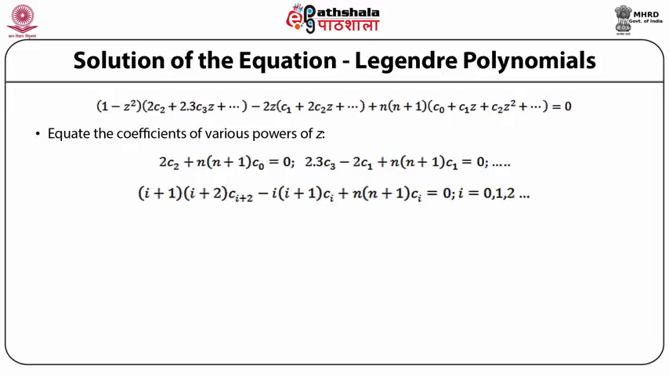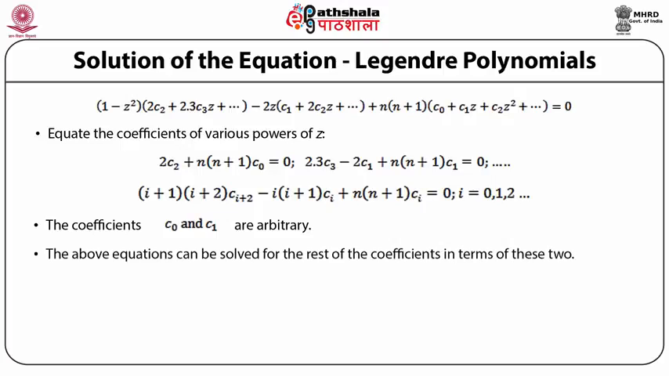In general, the relation is (i+1)(i+2)c_{i+2} − i(i+1)c_i + n(n+1)c_i = 0, where i takes the values 0, 1, 2 and so on. The coefficients C0 and C1 are arbitrary and the above equations can be solved for the rest of the coefficients in terms of these two.